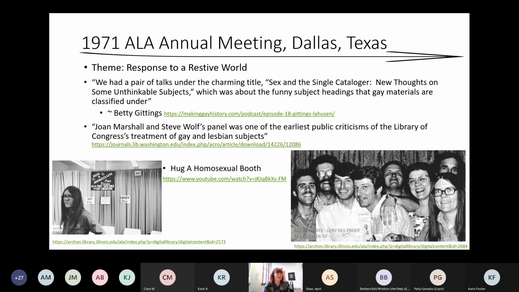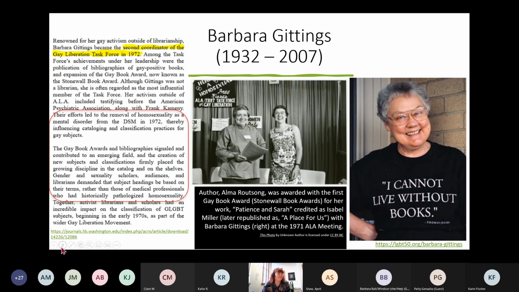But in this presentation, the pair of talks was done by Joan Marshall and Steve Wolf. Their panel was one of the earliest public criticisms of the Library of Congress treatment of gay and lesbian in their subject headings. So there are some really interesting articles, and here's a picture of that booth on the left. Just a really interesting culmination of different movements and different subject headings. And here's a picture of Barbara Gittings before her death. "I cannot live without books," great quote.